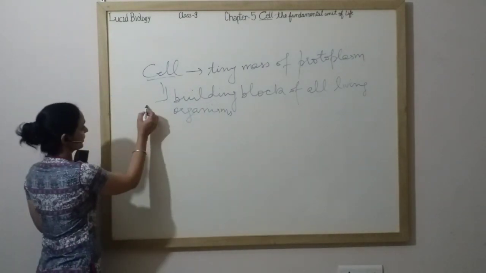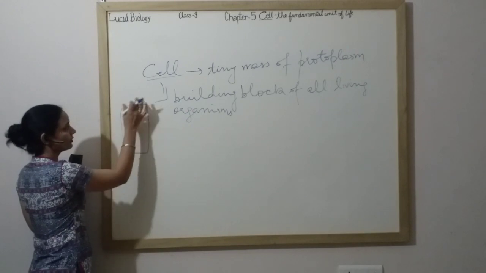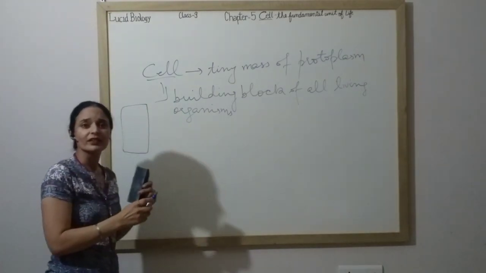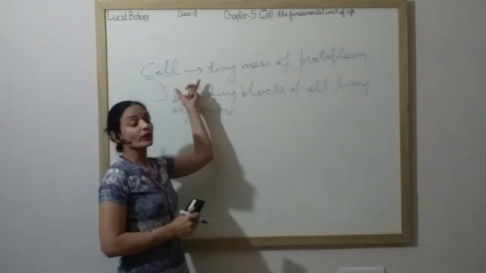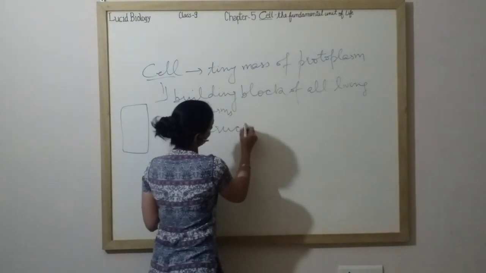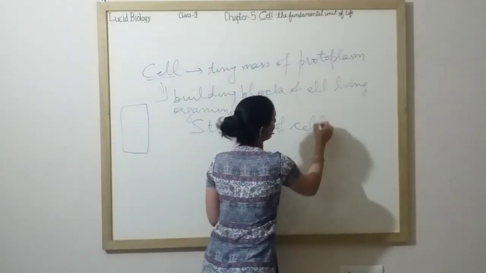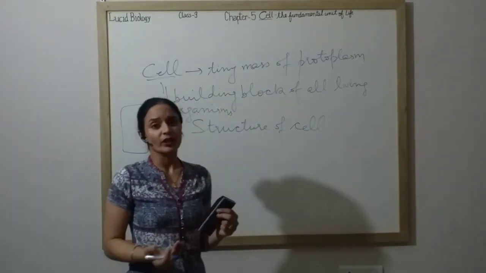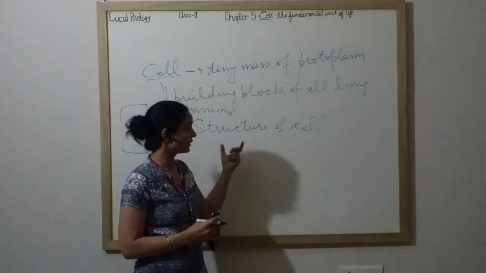Just have a look at the diagram. This is a cell. Whatever is there in the cell, that is protoplasm. Today we are going to study in detail the structure of the cell. See, whatever is the shape, size or activities of a cell, a cell has basically three functional regions.